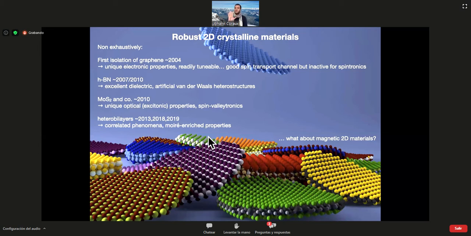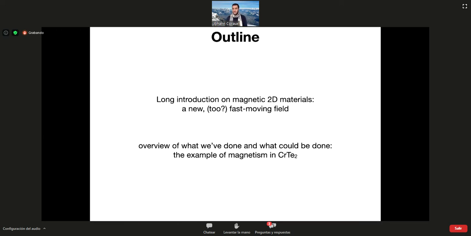So this is by no means an exhaustive slide, but the question was, of course, legitimate at some point to wonder if one could come up with a magnetic lamellar, a truly van der Waals magnetic material that you could exfoliate down to the 2D limit. We've heard in the very nice previous talk that actually this can be done, and I will tell you a few words about it in a second. So that's the outline of the talk.